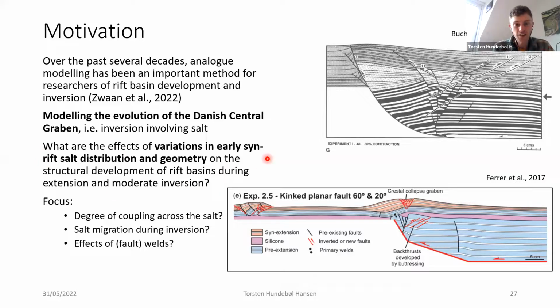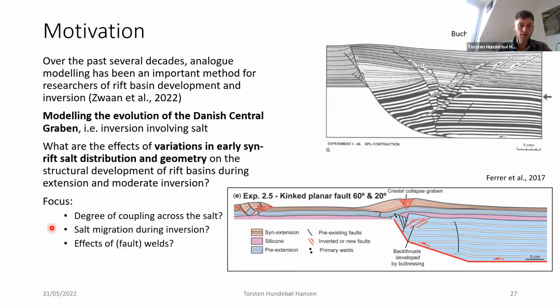I wonder what are the effects of variations in the distribution and geometry of early synrift salt. What's the effect on structural development of a rift basin with continued extension and then subsequent inversion? What's the kinematic role of the salt here? And that's relevant to the Danish Central Graben again, because we have both areas with no salt, we have areas with some salt, and areas with a considerable amount of salt and salt structures.